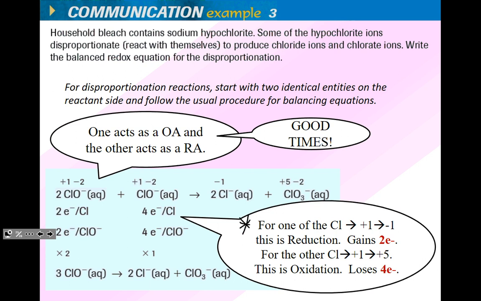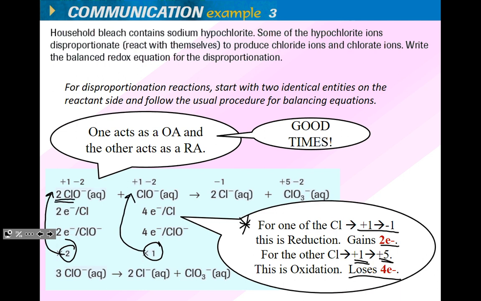electrons. For one of the chlorine species, it goes from +1 to -1. Okay, this is reduction. It gains 2 electrons. For the other, it goes from +1 to +5. This is oxidation. It loses 4 electrons. So it's one thing doing both. We still have to use our coefficients from the lowest whole number that's going to balance the electrons out. That's still the same. Then we go ahead from there and we balance everything else.